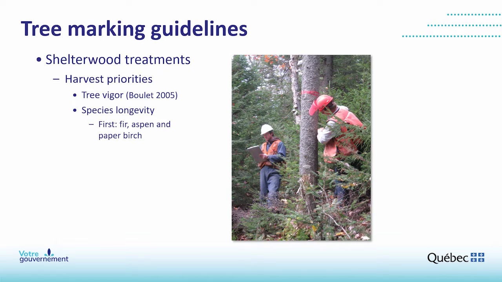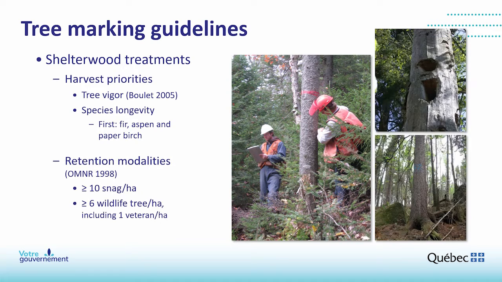To do that in these stands, we did the tree marking. So here are the guidelines. They are based on tree vigor and species priorities. So we remove the weak trees first, and the short-lived species also first. The aspen larger than 20 centimeters, because it grows quite fast on these sites, and after that there is more decay. Aspen and paper birch.